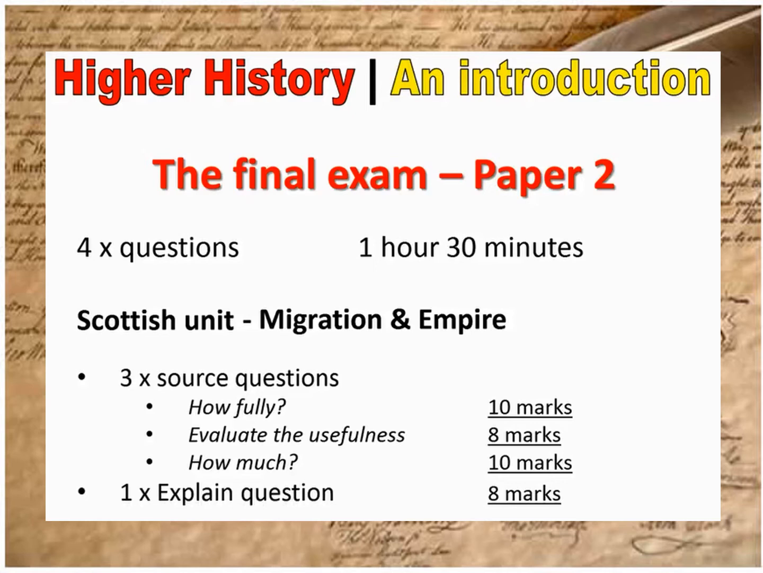And then the last part of this paper is an explain question. Now again, for those of you who have done National 5, the explain question is just building on what you're doing at National 5 as well, and that is worth 8 marks. So in total, this paper, you'll see there, is out of 36 marks.